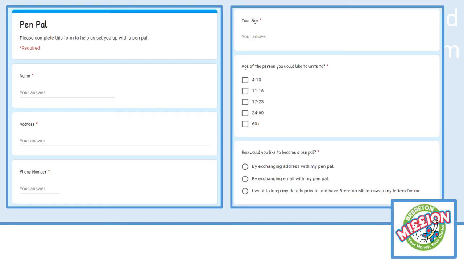This is a little activity for pen pals. So this is the form that you can fill out on the website, and you've got lots of different options, one of them being that if you want to keep your address private, then that's your choice, and you can give it to the Brereton Million and they will exchange it for you. So if it's your address that you're unsure about, then we can look around that. That looked like a really interesting, exciting activity. You could make a new friend during this.